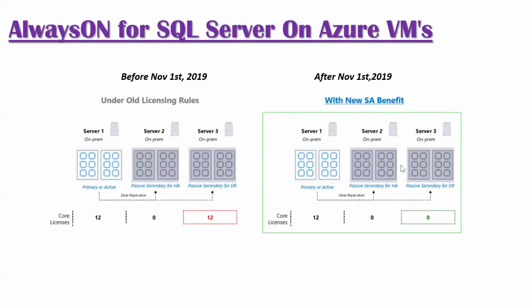Now, what if we have multiple secondaries? Not DR, I mean within the same data center, there are multiple passive secondaries. Are they charged? At that time again, we need to talk to Microsoft, sir, about how the licensing is working.